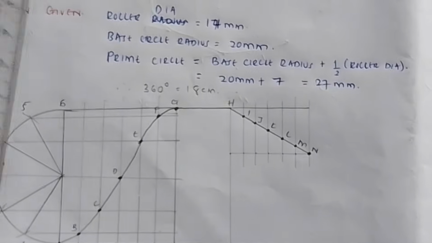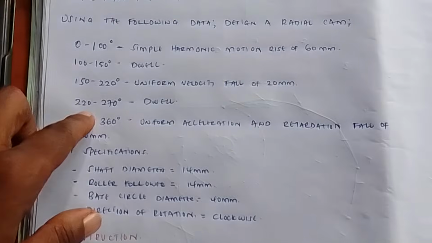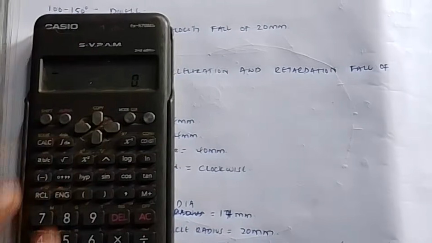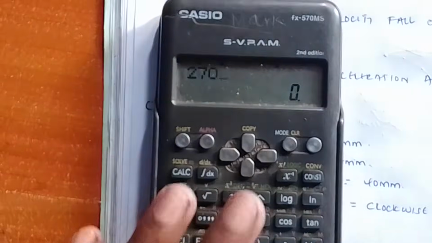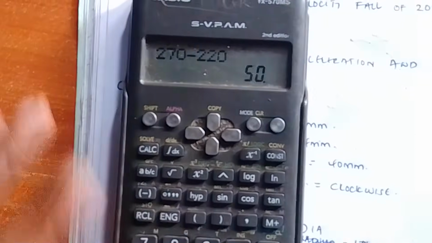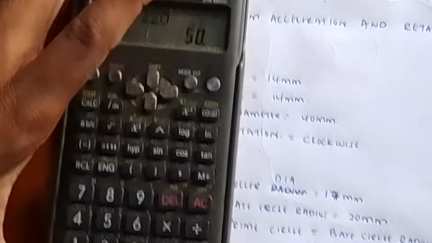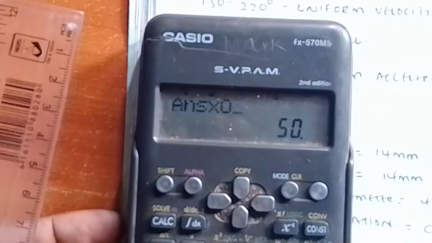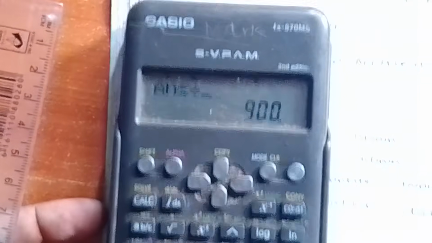Then go back to your question. You're told that from 220 to 270 degrees again there is a dwell. So 270 minus 220, there is another dwell, which is 50. So if 360 degrees is equal to 18 centimeters, what about 50? So 50 times 18 divided by 360, it will be 2.5 centimeters.